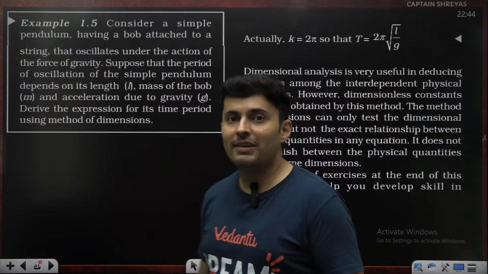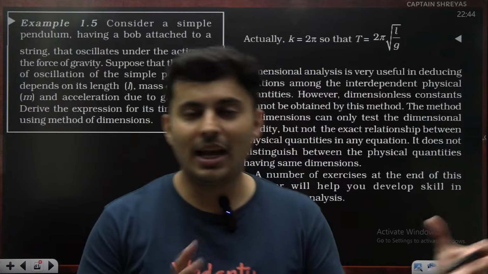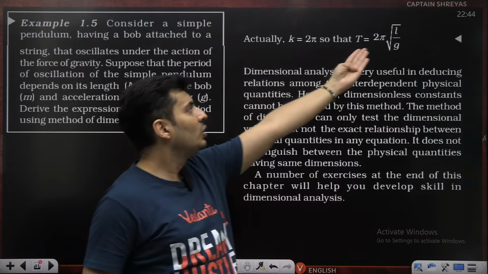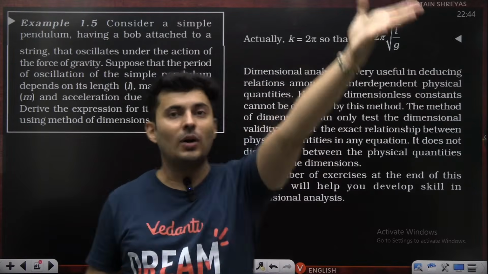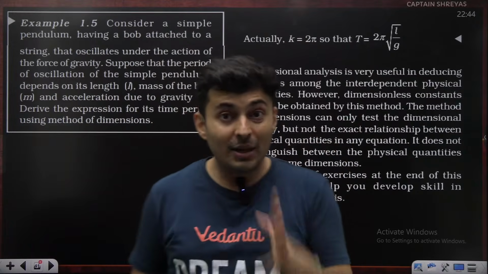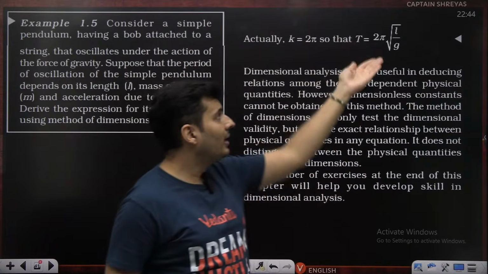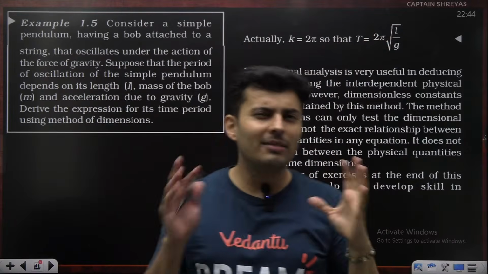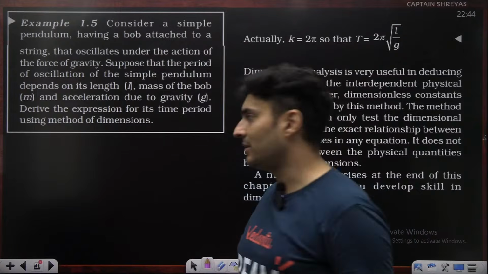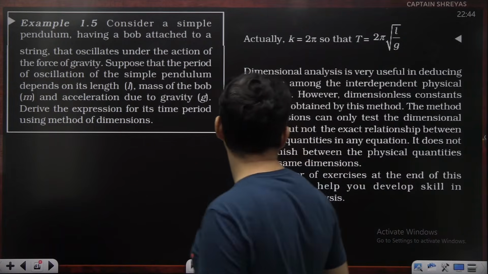Now, when you study simple harmonic motion oscillations, you will see the actual formula is very similar: 2 pi root L by g. Yes, that constant we could not find. That is a limitation of it. It's okay. But still, it is so good that I got how the final formula will approximately look. That is the usage of dimensional analysis. That is what is mentioned in it.